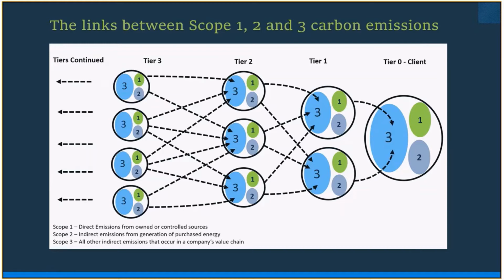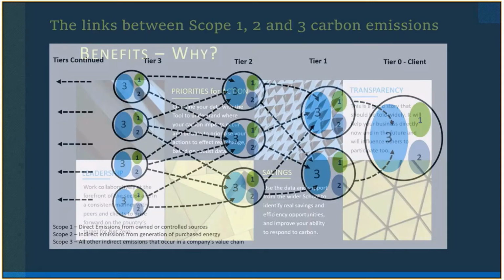As this rather complicated diagram is trying to explain, if you're a client or a partner, your scope 3 emissions are formed from the scope 1 and 2 emissions of your suppliers and contractors. So if there's an allocation mechanism, we can start getting a handle of how those are divided up between different partners and different clients. So why are we doing this?